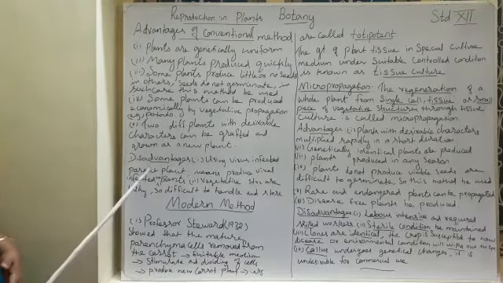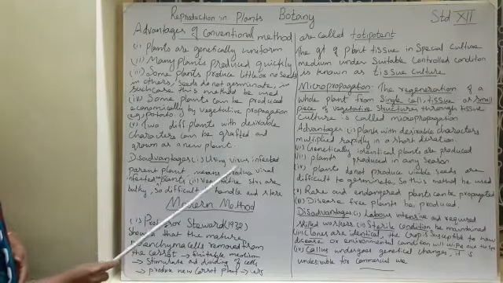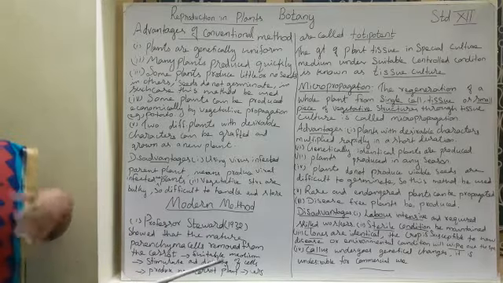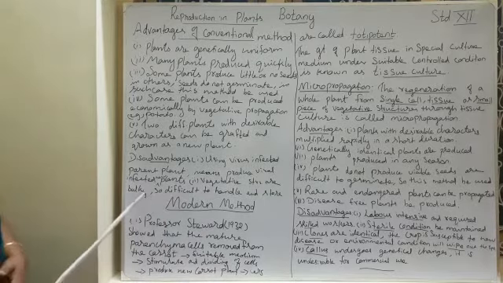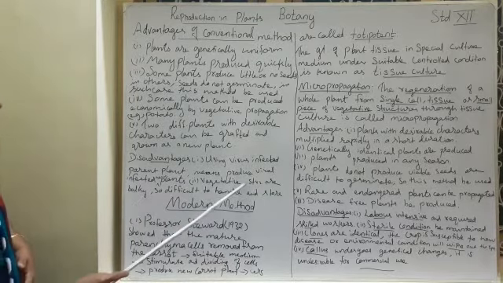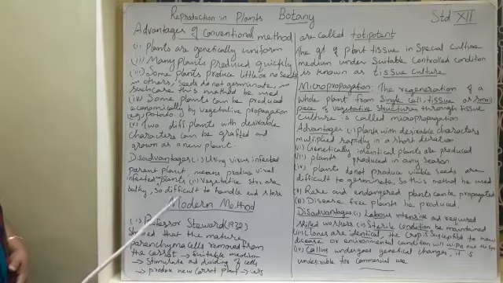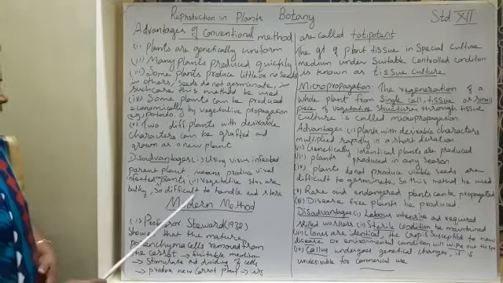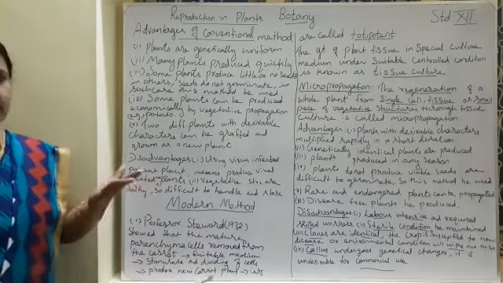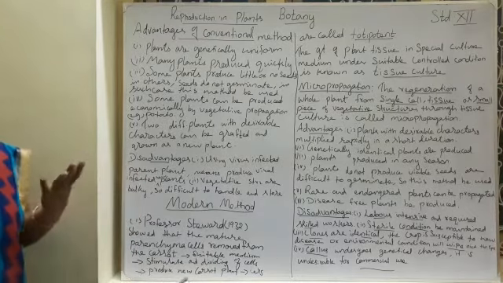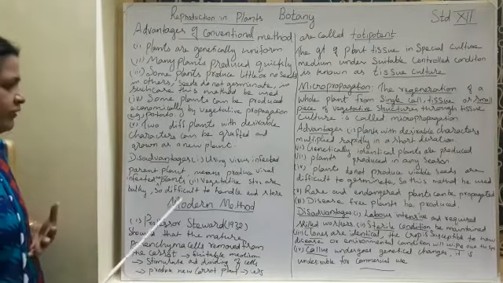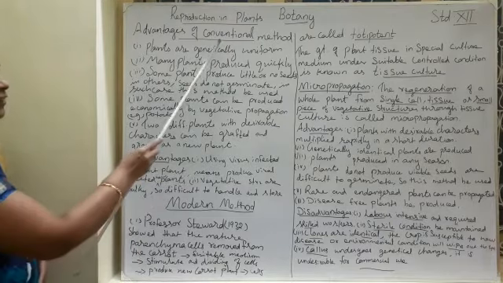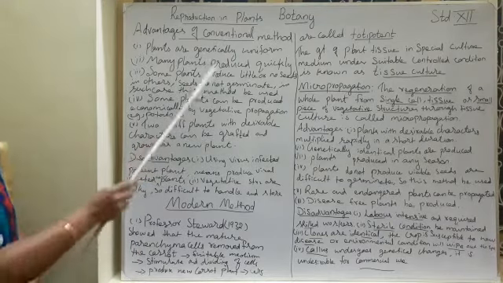Next, disadvantages. Using virus infected plants means it will produce a virus infected new plant. Vegetative structures are bulky, so they are difficult to handle and store. By this method, the vegetative structures like the buds are bulky, so it will be difficult to handle and store. These are the disadvantages of conventional method. Did you all understand?